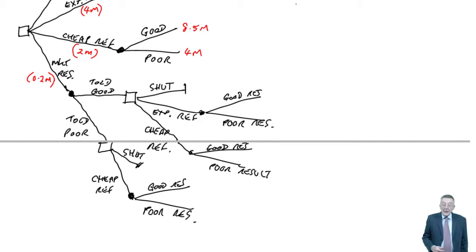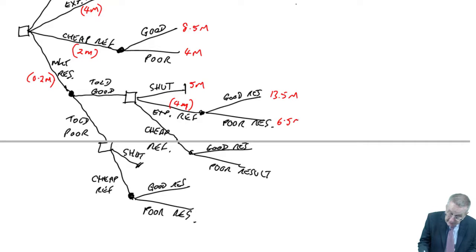Then we wait to hear what they say. Well, if they tell us it's good, we might decide to shut. And remember, shut gives us 5 million, so we'll have paid out 0.2, but we then get back 5. Or we do expensive, and again, expensive would mean paying out another 4 million. And if it gives a good result, we get back 13.5. If it gives a poor result, 6.5.